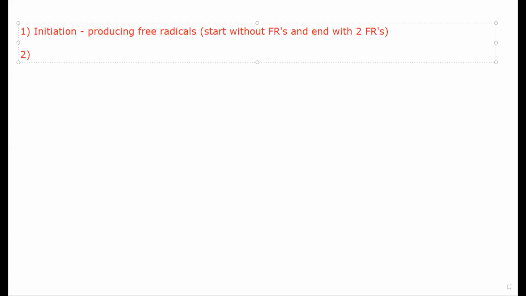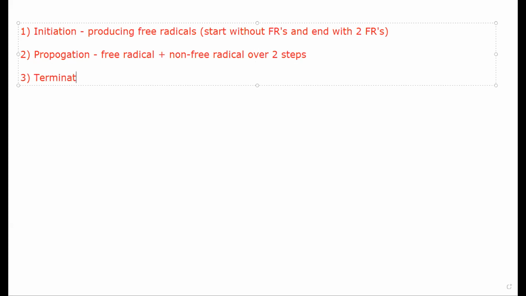Yeah. Then you have propagation, which are the middle steps, where a free radical reacts with a non-free radical to produce, and this is over 2 steps. And then you have termination, which is free radical, I'm just going to call them FRs for now. FR plus FR gives you a non-free radical compound. Yeah. So that's kind of how you identify how each step will look.